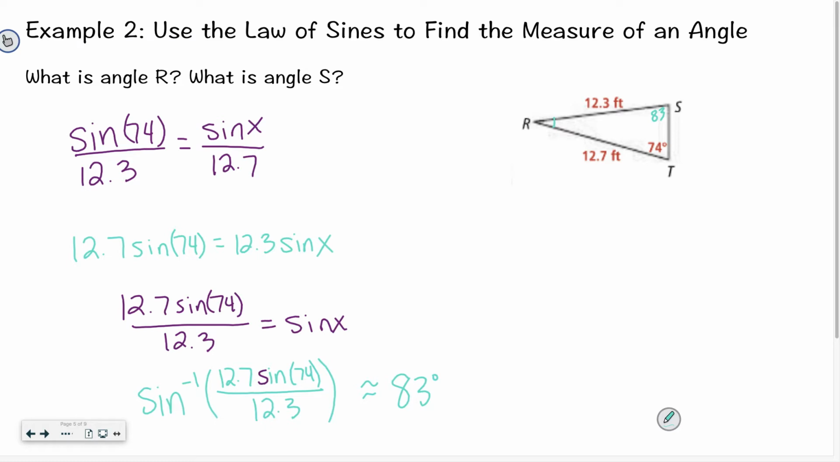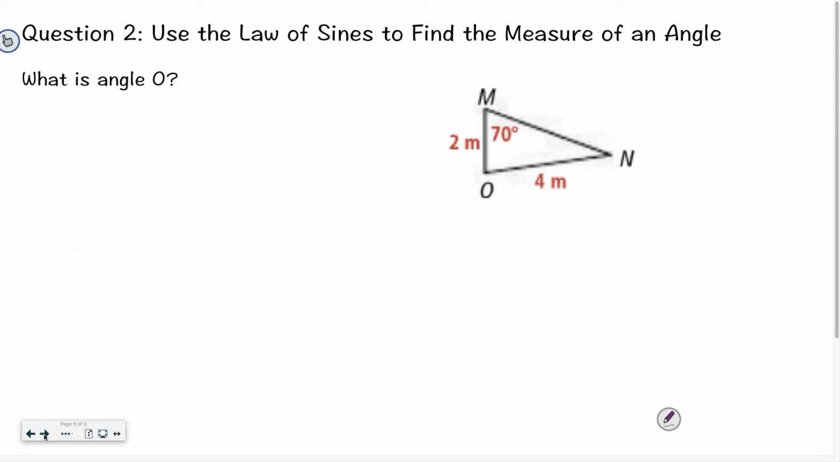And if I wanted to set up another proportion and solve for that third angle, I could, but there's a faster way, and that faster way is using what we know about the degrees in a triangle. We know there's 180, so I'm going to say 180 minus 74 minus 83. And if I type that into a calculator or do some mental math, I'll find that angle R is 23 degrees. And that's faster than doing law of sines again, so I'm okay with that.